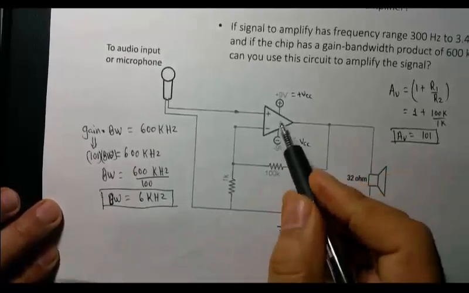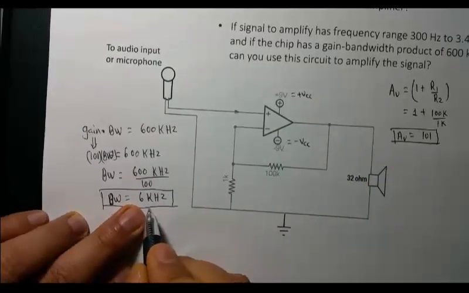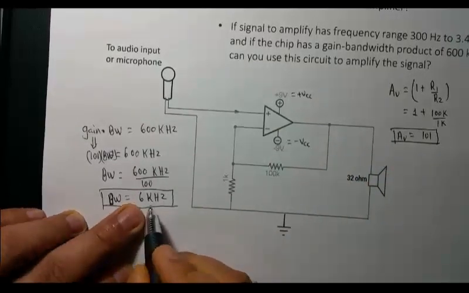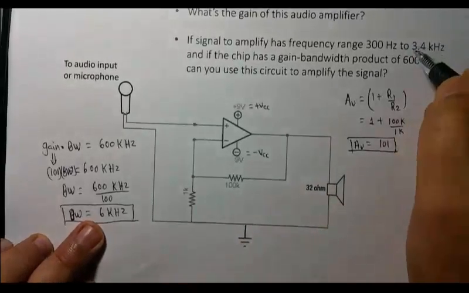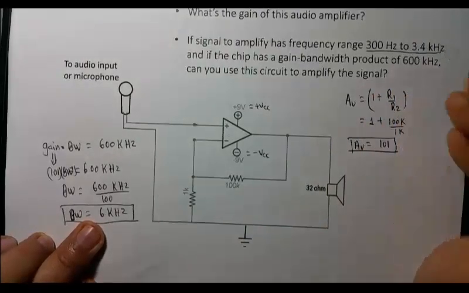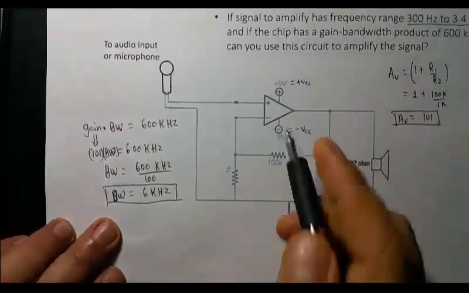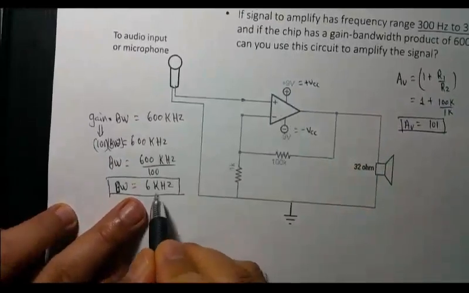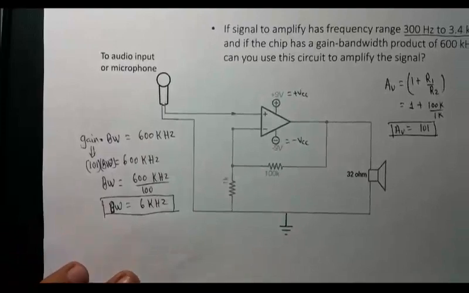So for this chip, you can amplify up to 6 kilohertz, right? And your audio signal will be within this range, so you can very easily use this for amplification because you have enough bandwidth, 6 kilohertz. So that's how you do some calculation when you design an amplifier. Okay, let's move on.